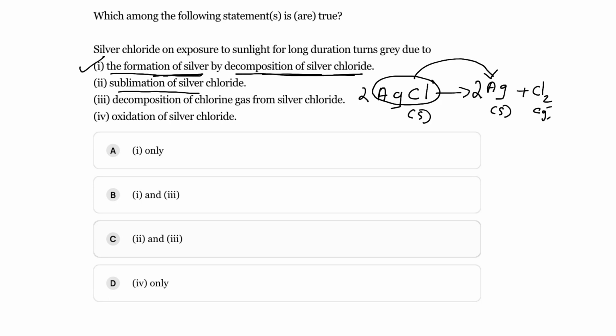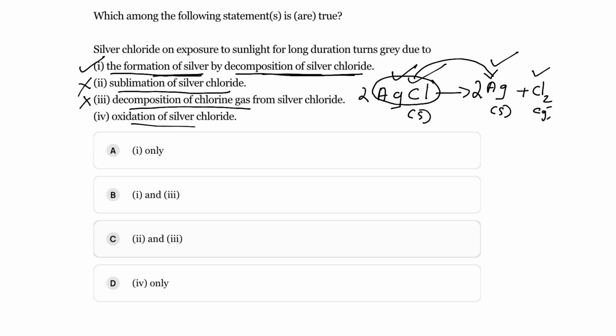Now sublimation of silver chloride. Sublimation means something converting directly from solid to gas. It is not happening, right? Here it is a chemical reaction, not sublimation. Here you can see AgCl undergoes decomposition, not sublimation. Third one, decomposition of chlorine gas. Wrong, right? Decomposition of AgCl is taking place, not decomposition of chlorine gas. Decomposition of silver chloride is taking place so that you are getting silver and chlorine gas. So this is also wrong.